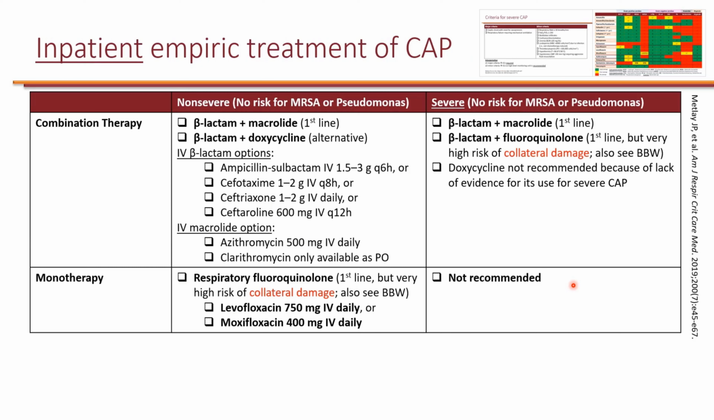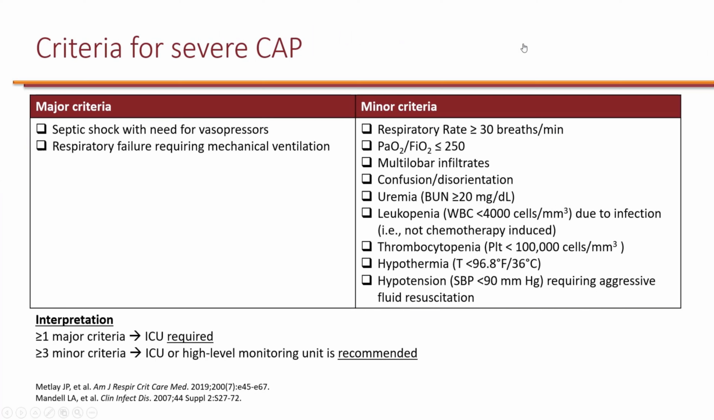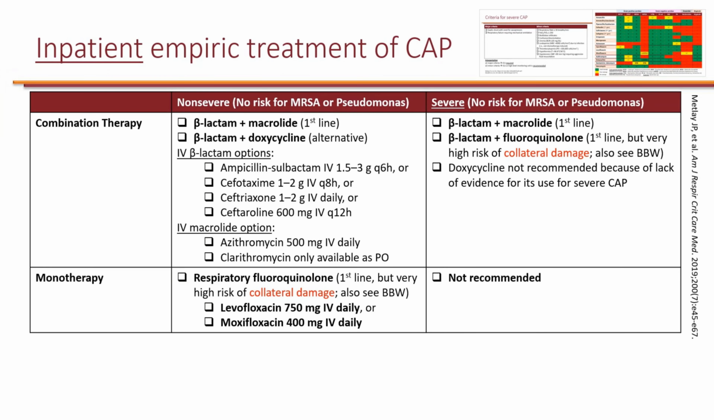Now, when it comes to inpatient management of CAP, we basically need to identify severe and non-severe pneumonia. Earlier we looked at criteria for severe and non-severe CAP. If somebody has either one of the major criteria, or at least 3 of the minor criteria, they would have severe CAP, and if they don't, they will have non-severe CAP.